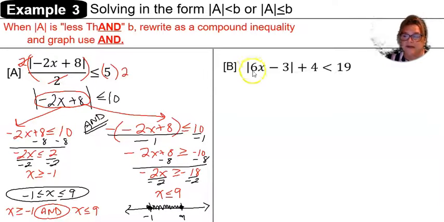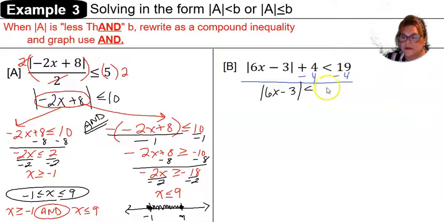Now let's try example B. So to isolate this absolute value expression, we're going to subtract 4 from both sides, and the absolute value of the quantity 6x minus 3 is strictly less than 15. Now that that absolute value expression is isolated, we can break it into the two possible cases.